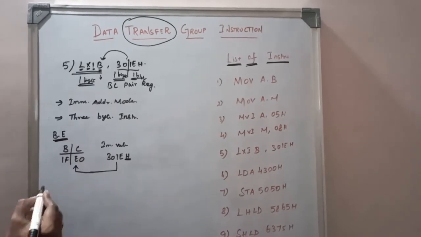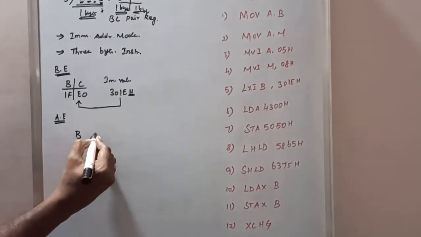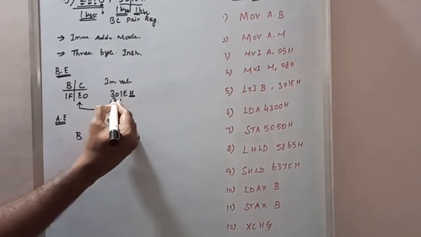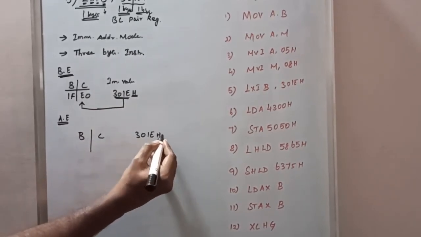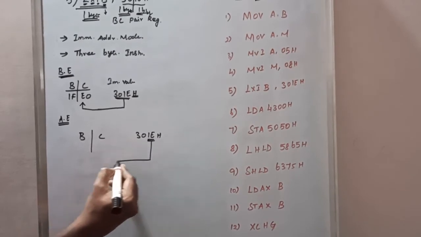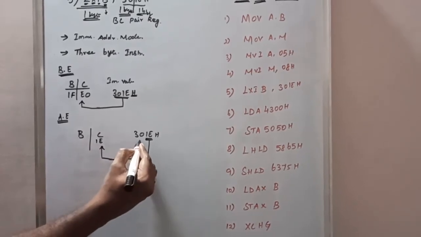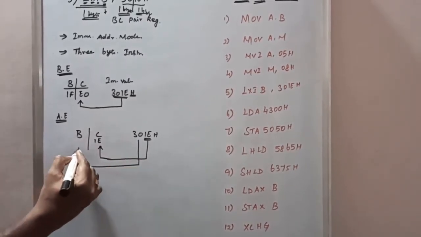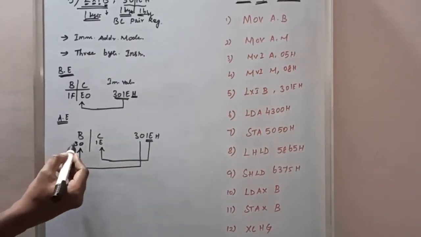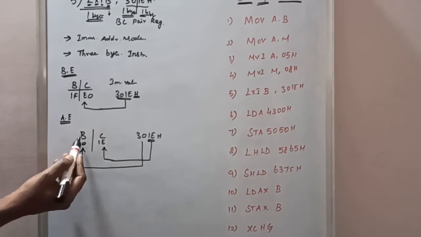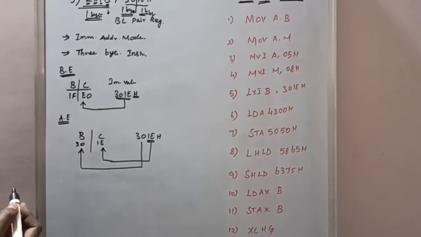pair register. Now after execution of this instruction, consider B and C. The lower data of the immediate value is 1E. In 301EH, the lower 8-bit value is transferred to the C register, so 1E. The higher 8-bit data 30 is transferred to B. So after execution of this instruction, the new BC value is 301EH. Before execution, the BC value was 1F and E0.